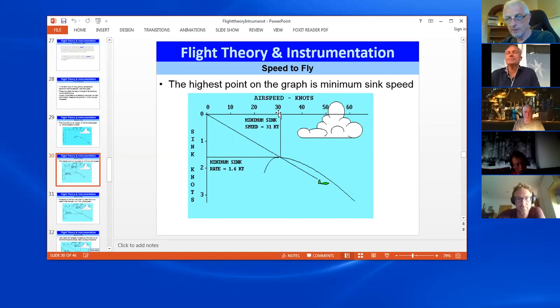Okay, is that totally straightforward? Yeah, it's quite simple. It's the peak of the graph. Go to the top. That will give you your speed for min sink.